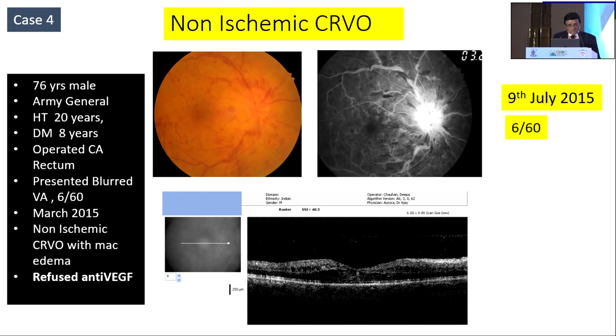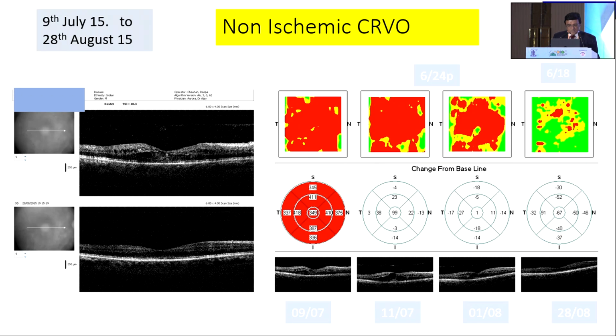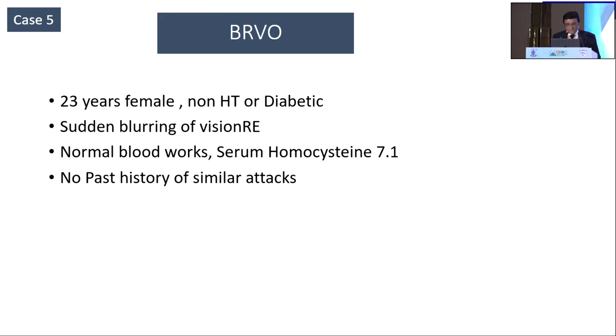So this was an army general who had come to me with non-ischemic CRVO. He knew everything about anti-VEGFs, and he said, I do not want any anti-VEGF injected in me, and I have now followed him up for many years. We gave him a subthreshold micropulse laser, and these are his sequential pictures over a period of time, and he responded well. We have been managing him since 2015.